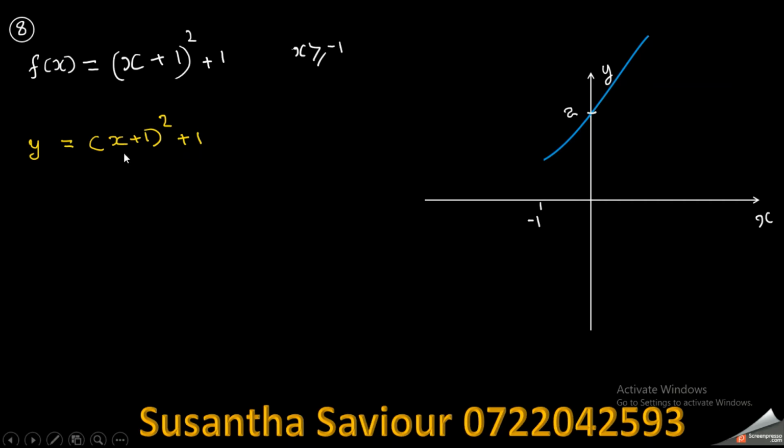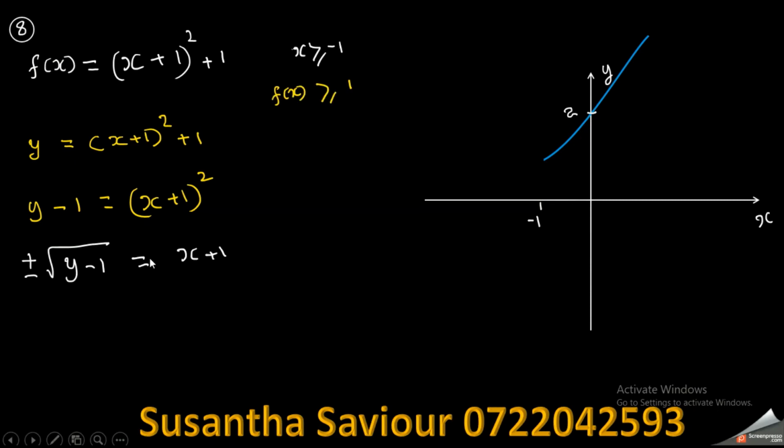Then we will make x the subject here. We will take this 1 to this side. y minus 1 is equal to (x plus 1) squared. Then x plus 1 is equal to plus or minus the square root of y minus 1, right? And then we have to choose one of these two, right? x is greater than minus 1 here, therefore f inverse x.